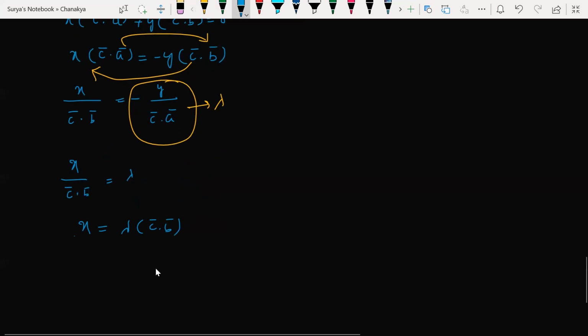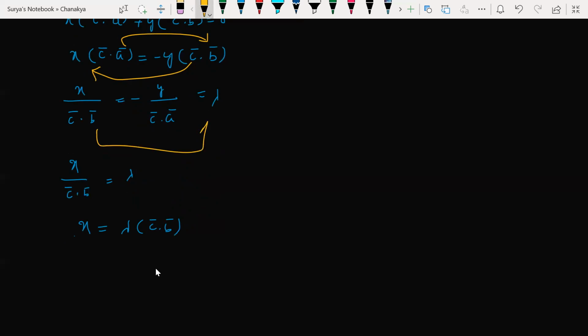Now, y is equal to lambda too. If I equate to lambda, then this is equal to this, and this is equal to this, twice. Now, what am I going to write here? y is equal to minus lambda times C dot A. I'm not doing anything here, very simple, just equating with lambda. That's it. Hope you are getting what I'm writing here.